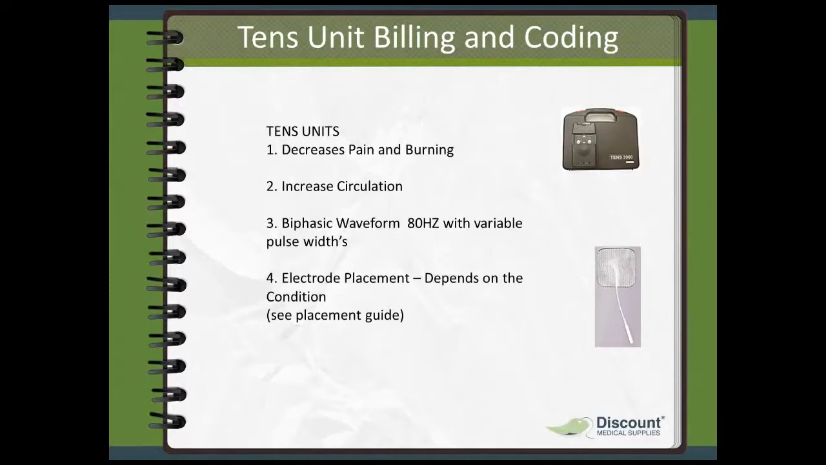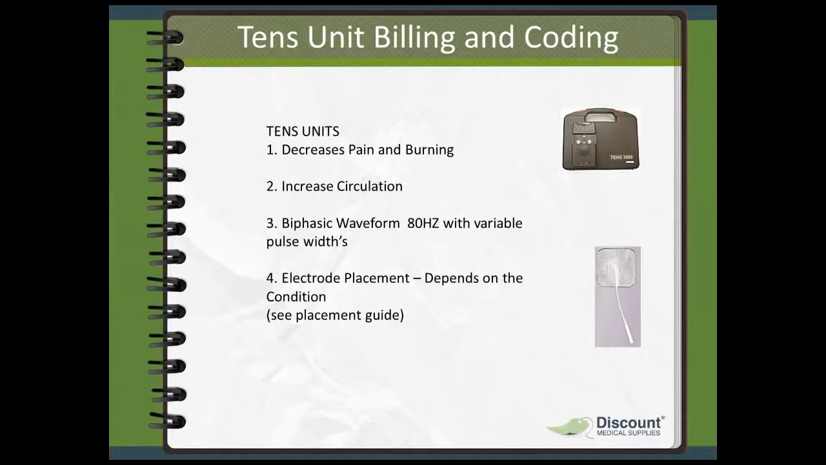What I want to do first is explain to you a little bit about the TENS units, a little bit about the placement, and then I want to go into the billing and coding aspect of the TENS units and the electrodes. So first of all, TENS units are designed to decrease pain and burning sensation. They increase circulation, and they come typically in a biphasic waveform of 80 hertz with variable pulse widths.